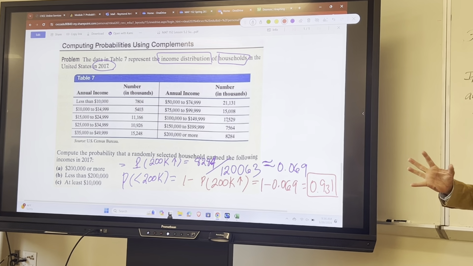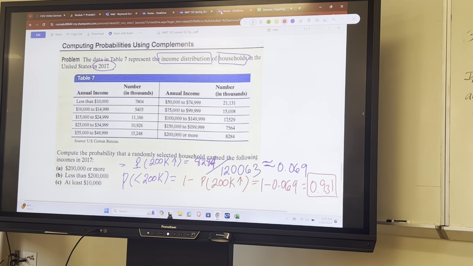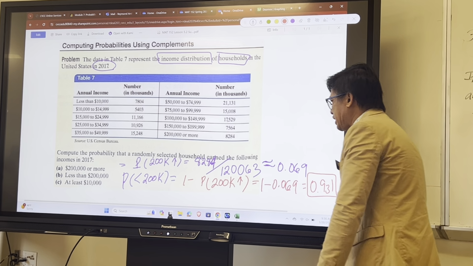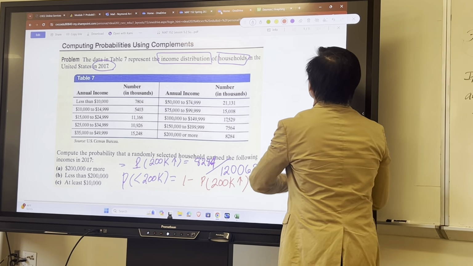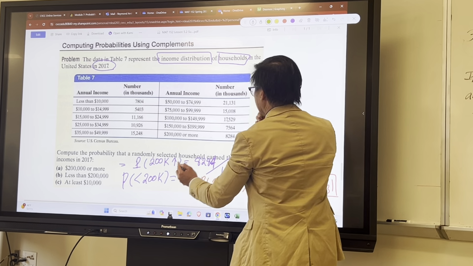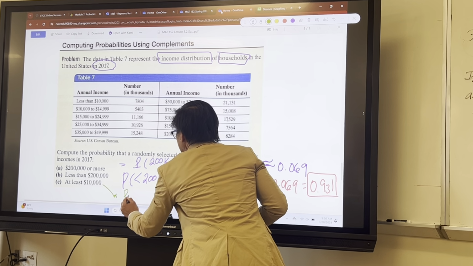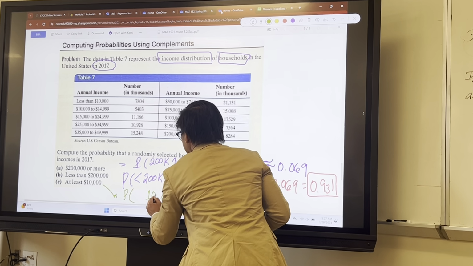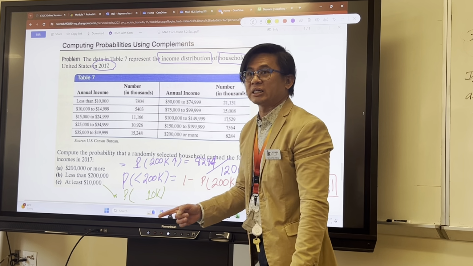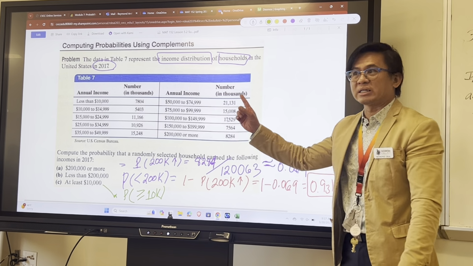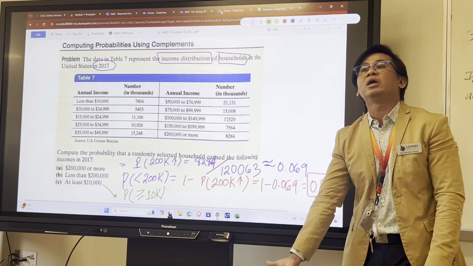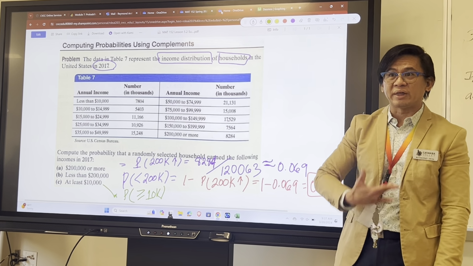Let's read letter C. Sydney, go ahead, please. At least 10,000. So how do we use that one? At least 10,000. So when you say at least 10,000, in inequality notation, how does it look like? Let me go ahead and use this green for that, okay? The probability, it's at least 10,000. So that's the least, right? So that means greater than or equal to 10,000, right? Because the 10,000 is the minimum. You want it to be equal to or more than that.